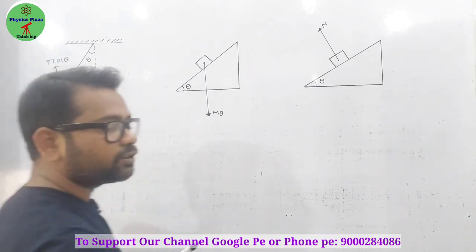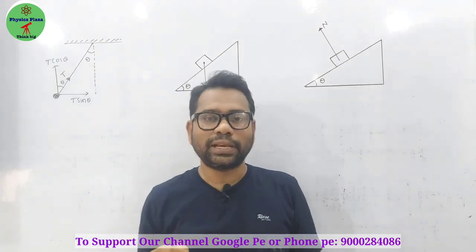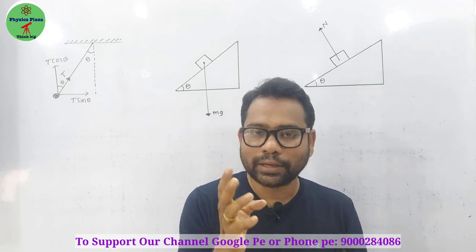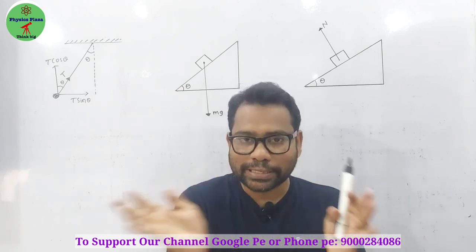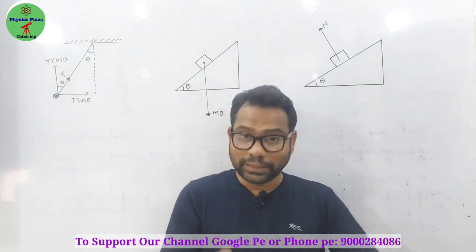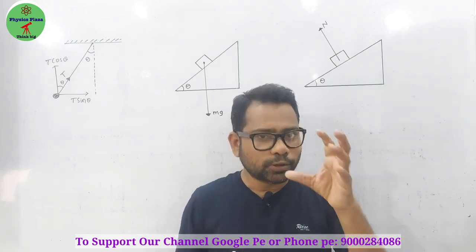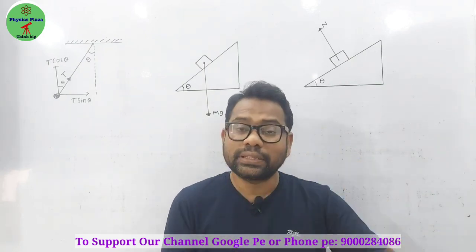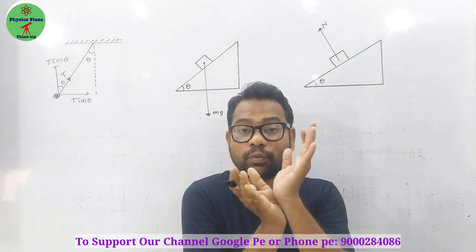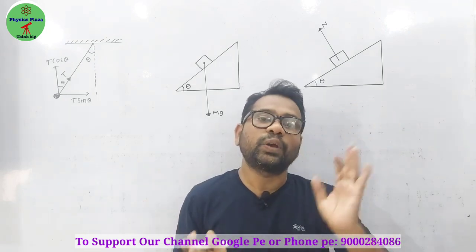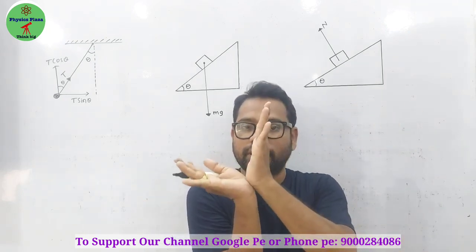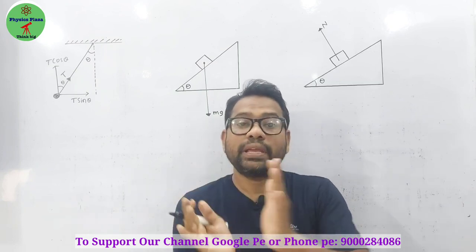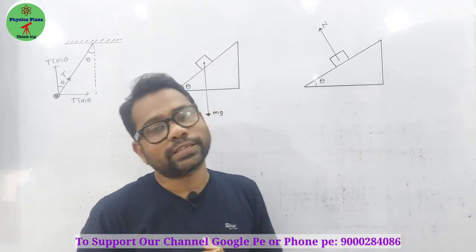Fine. And some students will think like this: these two rectangular components should always be along the x-axis and along the y-axis. No, that is a real misconception. It is not compulsory that these rectangular components are always along the x-axis and y-axis only. These rectangular components can even be along directions other than the xy axes.